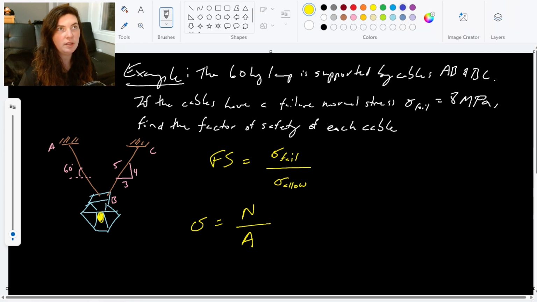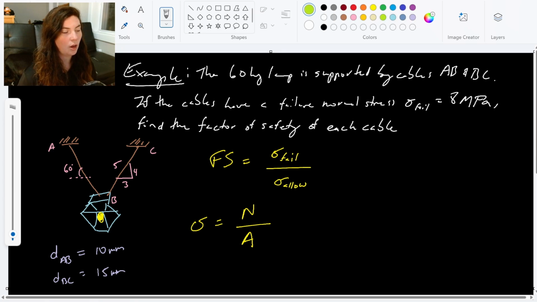And, oh, they do give us diameters. Sorry, I forgot to put these on here. They do give us that the diameter of AB here is 10 millimeters, and the diameter of BC is 15 millimeters. So that's good. That's important because we need that to calculate our area, our cross-sectional area for each of those. So we'll need to get our cross-sectional area for each of those as well as the normal forces.